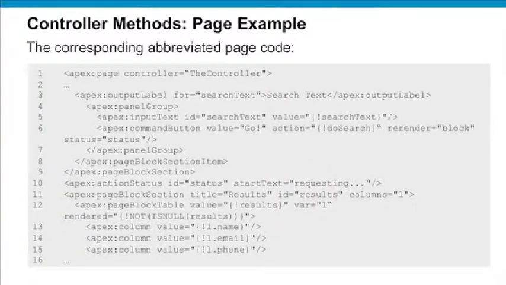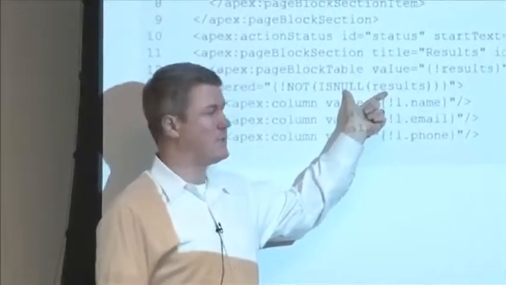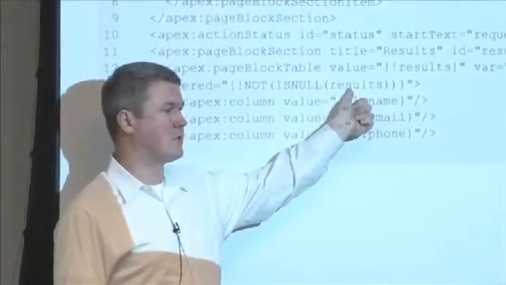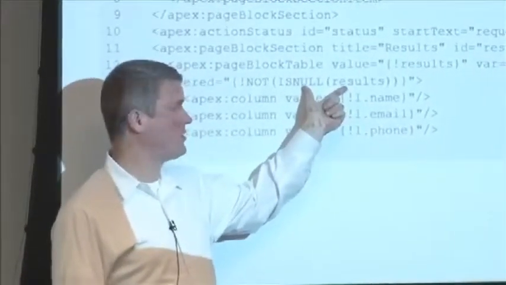we call it the curly brace exclamation expression syntax? Well, the reason we call it expression syntax is we can do just that. We can execute expressions. So you'll notice here that we have one of our formula functions, isNull. IsNull is checking to see, is results null? If it is null, this will return true.